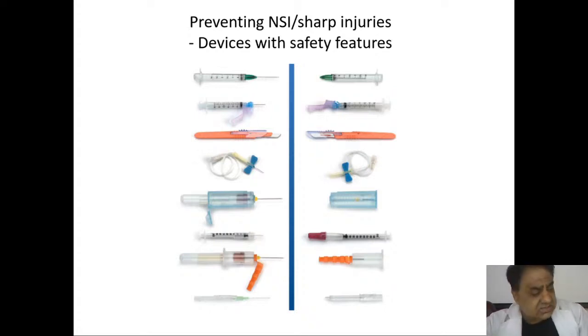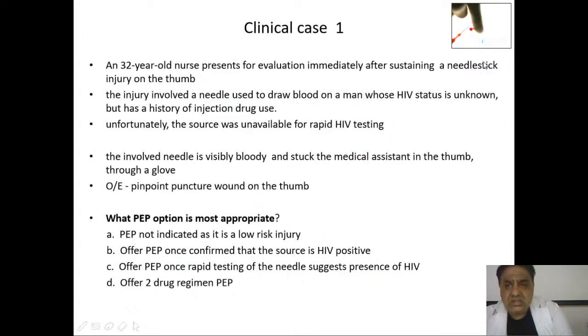I have some clinical cases. Okay, I can discuss them in a minute if it's okay. So, this is a patient who had a needle stick injury, and the source could not be traced, the HIV status of the source patient, who was lost to follow-up. And he has a good amount of bloody injury. So what do you do? No prophylaxis, 1 drug, 2-drug PEP, or only after knowing the source? I would go for 2-drug PEP. I won't take a chance here. At least give a 2-drug PEP.